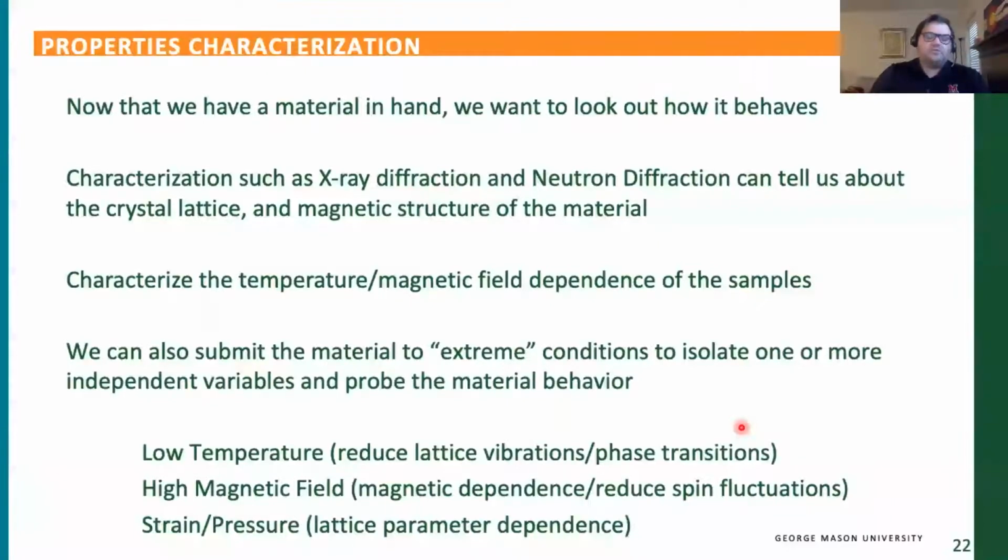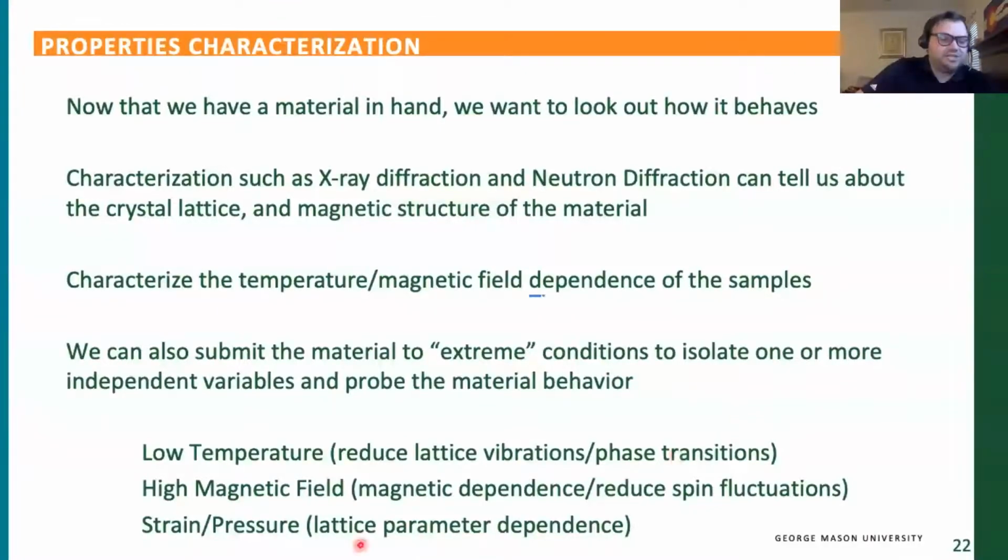Another thing we can do is go to extremely high magnetic fields. And this gets rid of the magnetic dependence, so we can fully saturate and polarize the magnetization in our material. This gets rid of things like spin fluctuations, giving us a background for what the material is doing without the magnetism. And this is a really nice way to compare to what the magnetization is doing to the material properties.